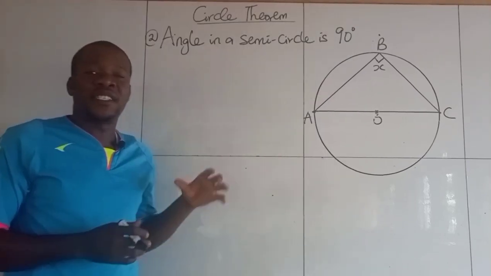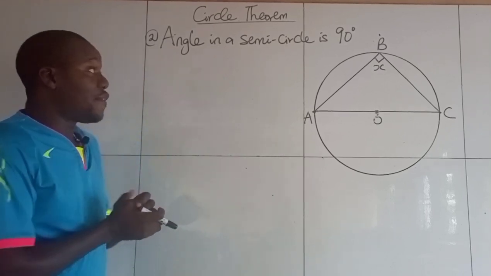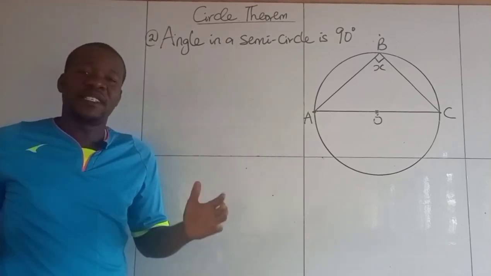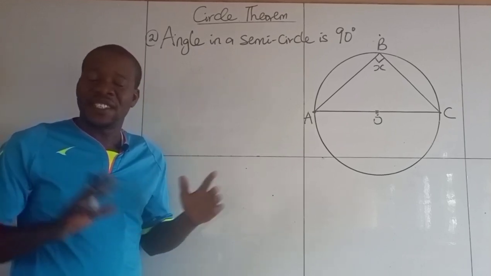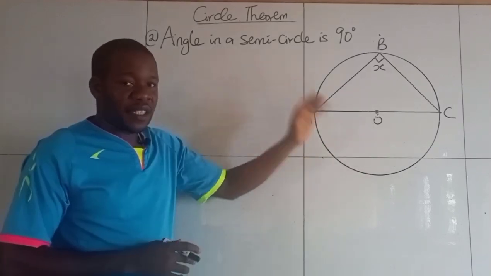We are still dealing with our series on circle theorem. And our lesson today, which is lesson 4, we are looking at theorem 2, angle in a semicircle. And the theorem states that angle in a semicircle is 90 degrees, as simple as that. So I'm going to illustrate that theorem with this diagram.